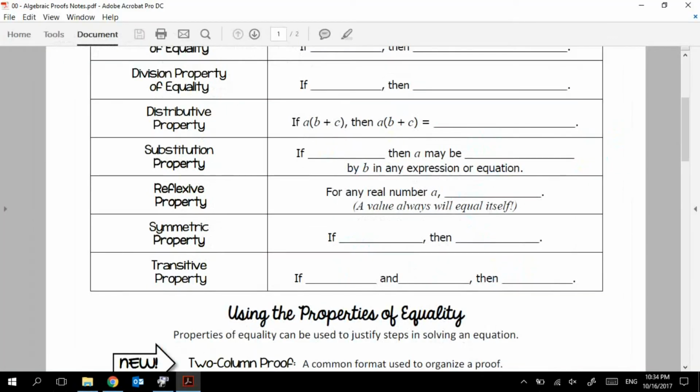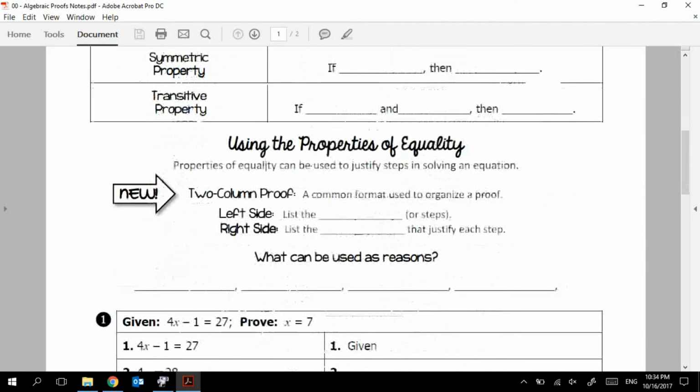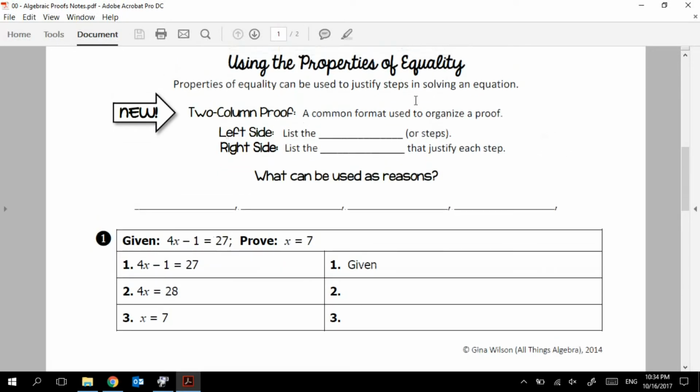So now we have finished learning all the rules, okay? So we're going to go over something crazy now. Using the properties of equalities. Why did we just go over these? So we can use them, because now we're going to use these properties of equalities to justify steps in solving an equation. So we're going to learn how to do a 2-column proof, y'all.